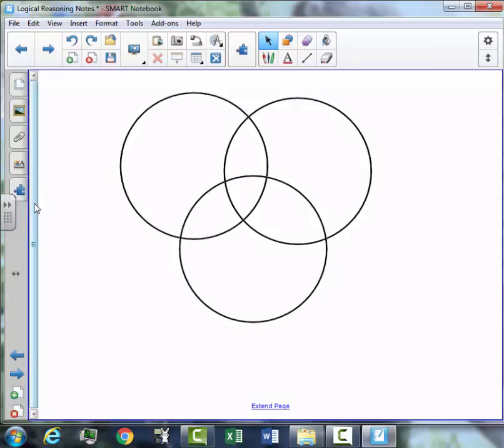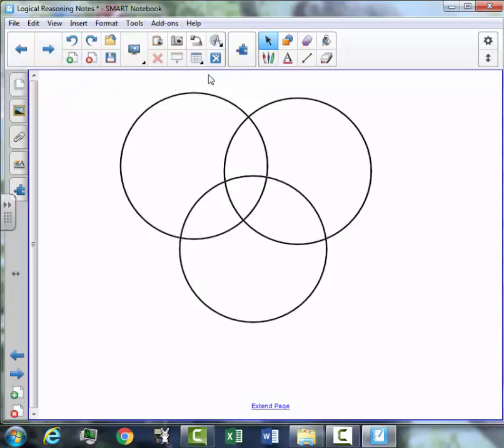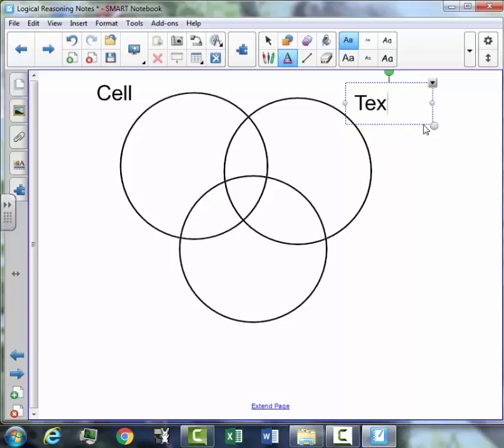The next thing I would suggest is to label them with whatever we're talking about. It looks like we need people who use a cell phone, people who text, which I think are meant to be independent. I think this is an older question. So cell phone is talking on the cell phone, then texting, and then social networking sites. I'll label one of these as cell phone, over here texting, and this bottom one social media.